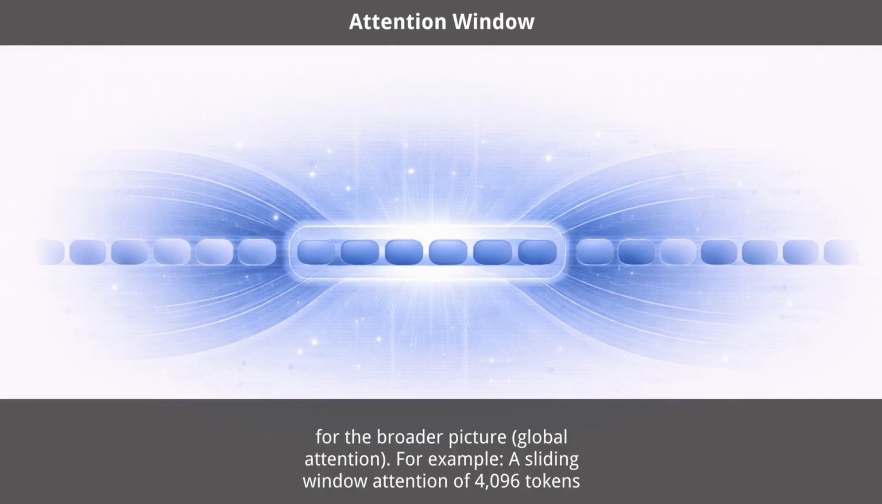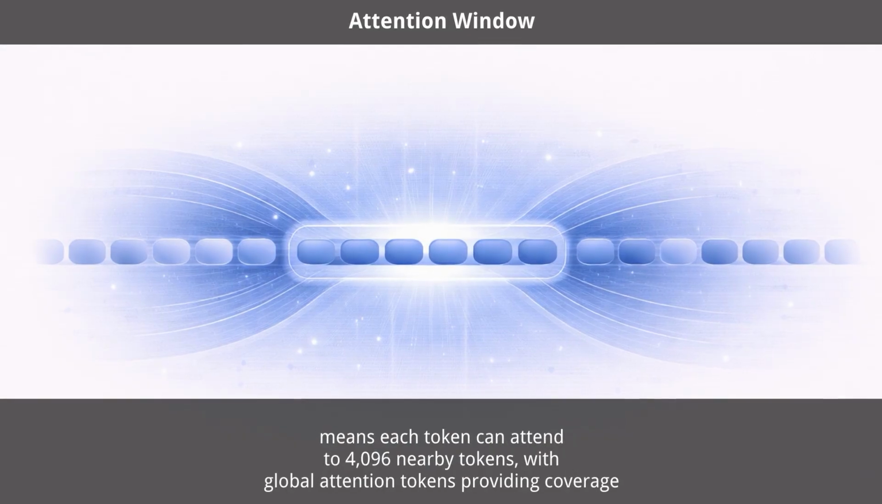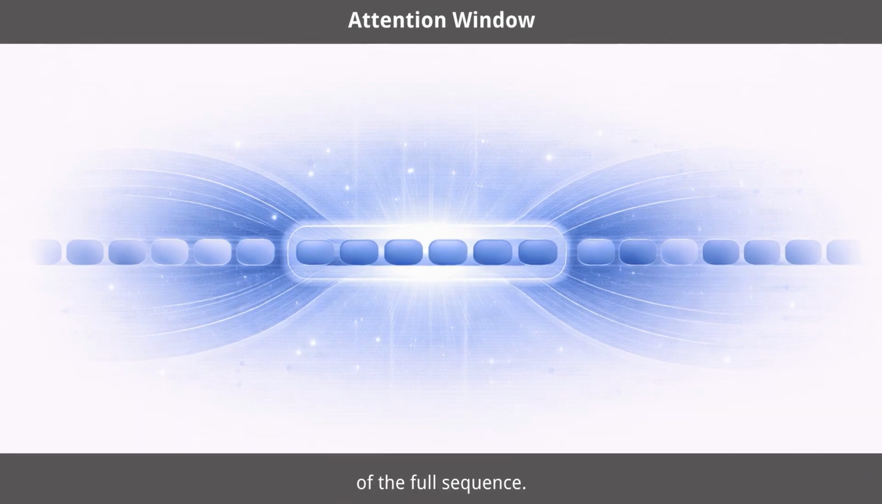For example, a sliding window attention of 4096 tokens means each token can attend to 4096 nearby tokens, with global attention tokens providing coverage of the full sequence.